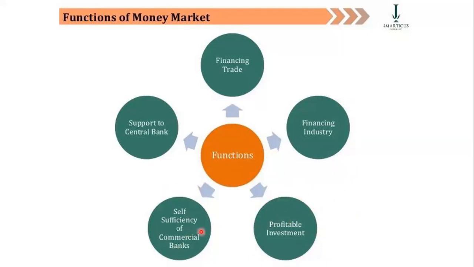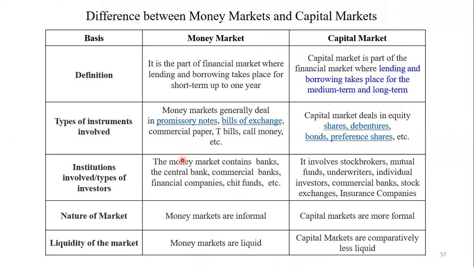Self-sufficiency of commercial banks: sometimes commercial banks need a big amount of money to settle big checks. At that time they can get the money from another bank using the interbank call money market, so it's safe. Commercial banks also support the central bank in financing the government. So these are the differences from the capital market.